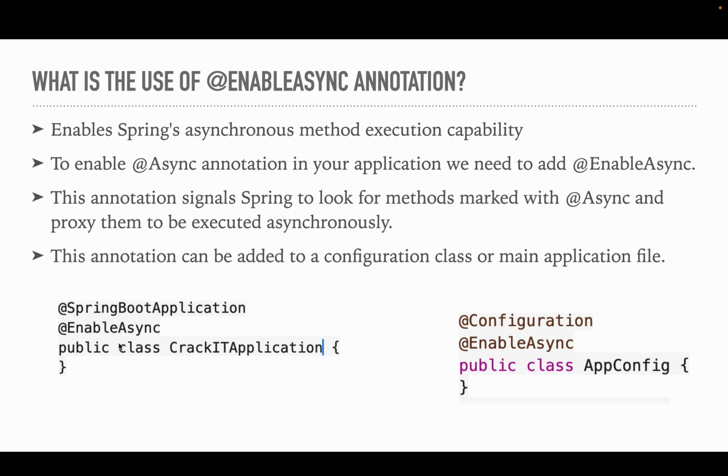So where do we need to add this annotation? We can add this annotation in two places, either in a separate class along with the @Configuration annotation, or in the main class along with the @SpringBootApplication annotation. We have two options. It is completely our choice. This annotation will also create a proxy for the methods that are annotated with @Async to be executed asynchronously, which is nothing but it will create separate threads for those methods.